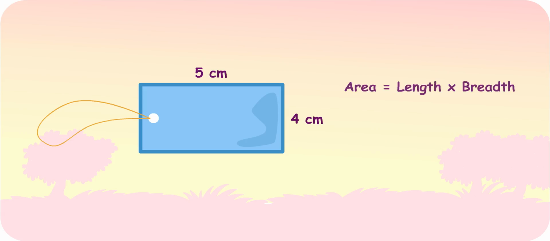Do you think you can find the area of this gift tag given its length and breadth? Let me try. Since it is also rectangular in shape, I take the length 5 centimeters and multiply it by the breadth 4 centimeters. I know the area is 20 square centimeters. Well done, Turbo Girl. I know how to find the area of a rectangle.